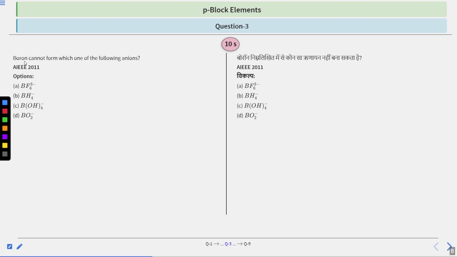Question number 3. Boron cannot form which one of the following anions? We have been given some anions in the options. The options are BF6 3 negative, BH4 negative, B(OH)4 negative, or BO2 negative. You have 10 seconds to solve this question. After that, we will see the answer.